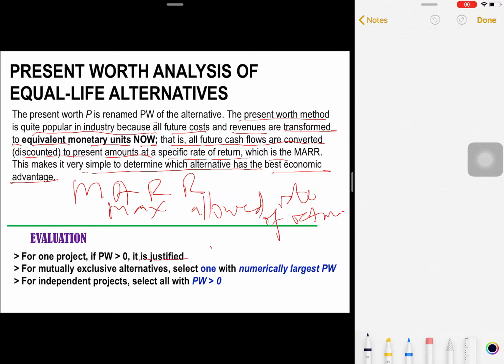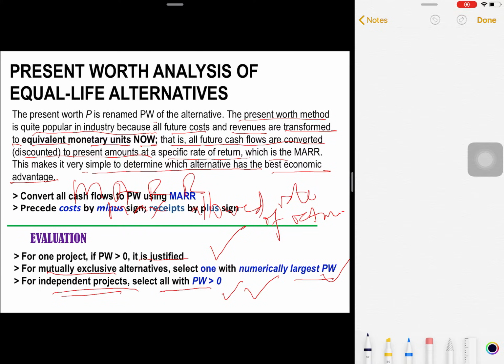The evaluation for one project is PW bigger than 0. It is justified. It's a go-go. For mutually exclusive alternatives, select the one with numerically larger PW, and for independent projects, select all with PW bigger than 0. Okay. So thus, for ME, we always go for the largest PW. For independent projects, anything that is bigger than or equal to PW of 0, it is a go-go.